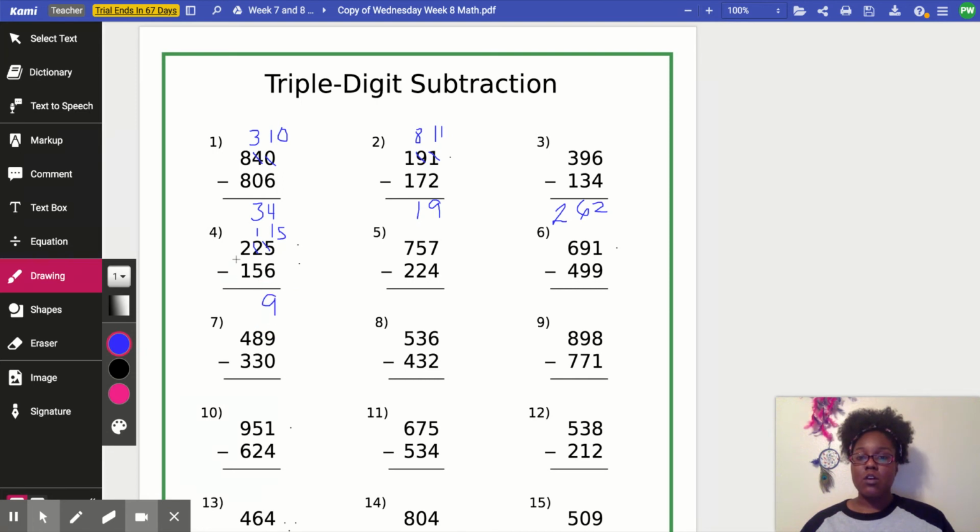Then in your tens place, we don't have enough, so we go next door. Now, this 200s is going to turn into 100s.